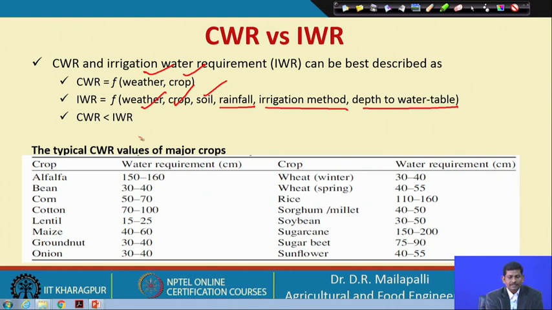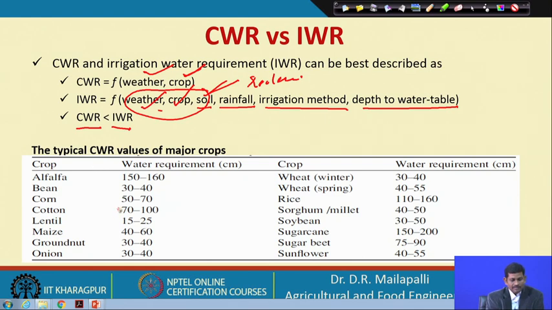So this has a lot of parameters, whereas crop water requirement depends on weather conditions because it gets ET and the type of the crop. So it gets the total growing period. Whereas irrigation water requirement depends on weather, crop, and soil, which all decide the soil moisture, and then the rainfall and irrigation method. Depth of water table also influences the irrigation water requirement. That is why crop water requirement is always less than the irrigation water requirement.